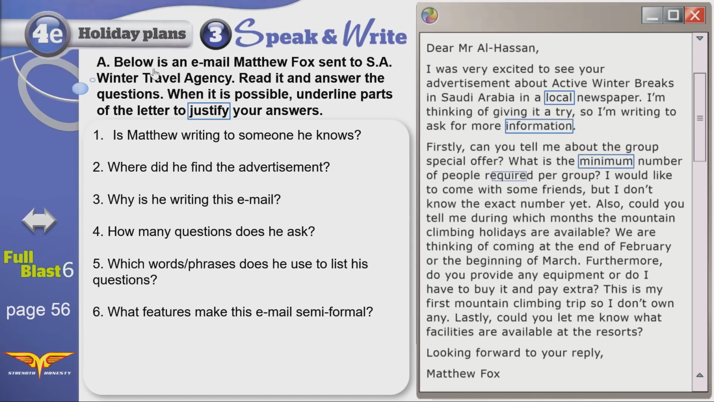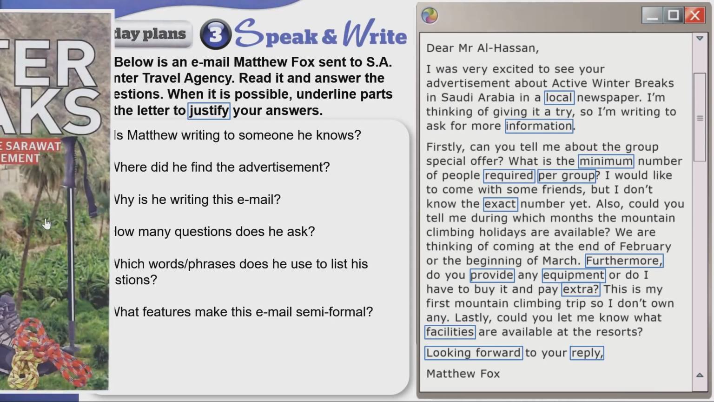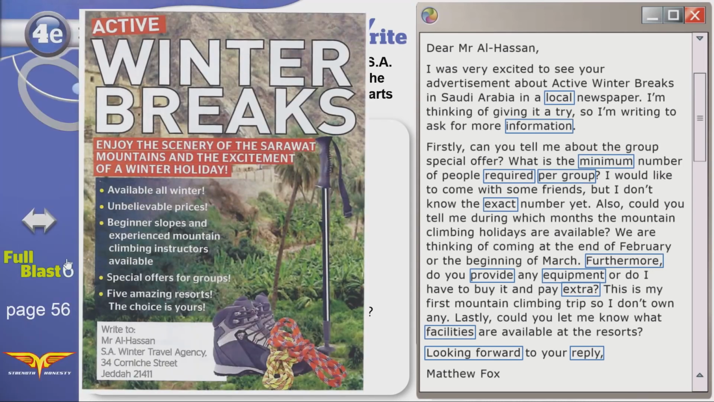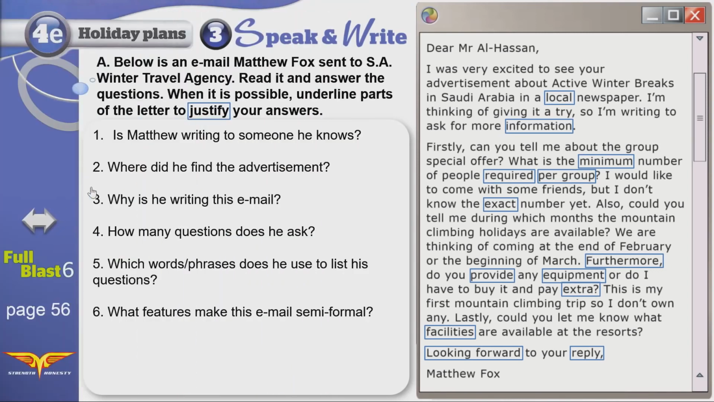A. Below is an email. Well, I put it on the right. It's not below. Matthew Fox sent it to SA Winter Travel Agency. In the warm-up video, you can learn about this travel agency and you can learn about this advertisement. It is very important to watch that video. Read it and answer the questions. When it is possible, underline parts of the letter to justify your answers.